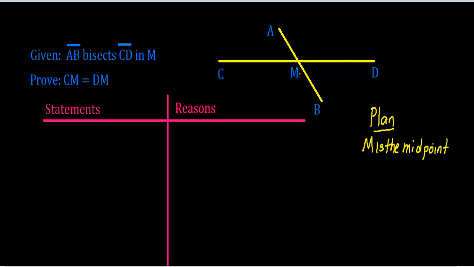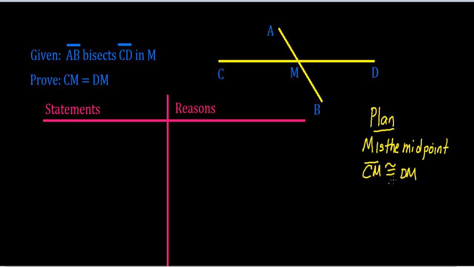Why? Because the definition of midpoint says that a midpoint is a point that divides a segment into two congruent parts. So if M is the midpoint, then I can conclude further and say that segment CM is congruent to segment DM by the definition of midpoint.